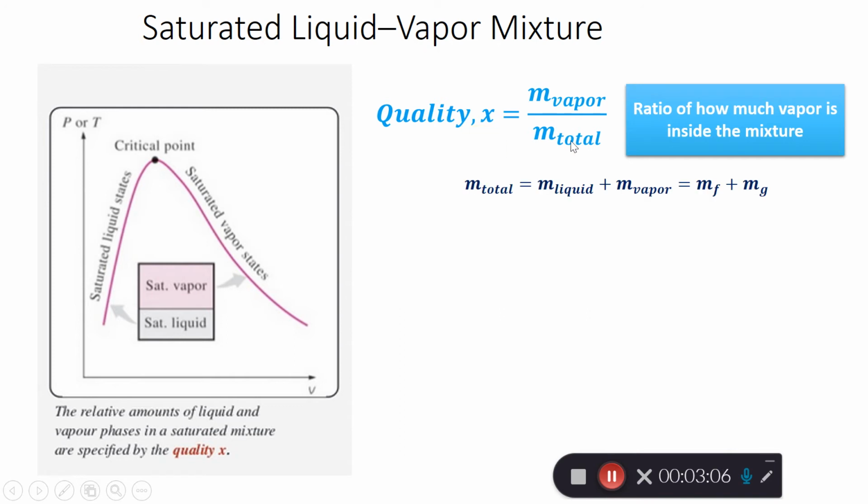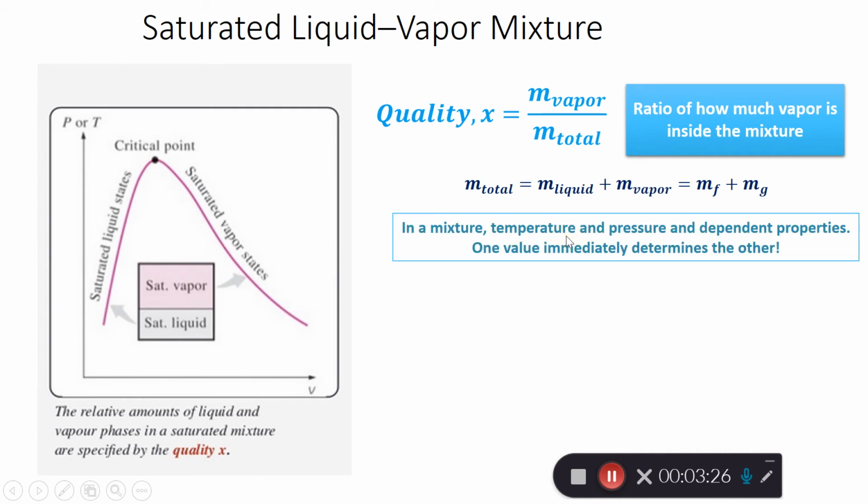Total mass here is, of course, the mass of liquid plus the mass of vapor. Simple as that. We're going to write M liquid as Mf to be consistent with the property table, and M vapor is Mg. So here is Mg over M total. In a mixture, temperature and pressure are dependent properties. One value immediately determines the other. So if you know the temperature, you will automatically get the pressure. If you know the pressure, you'll automatically get the temperature.